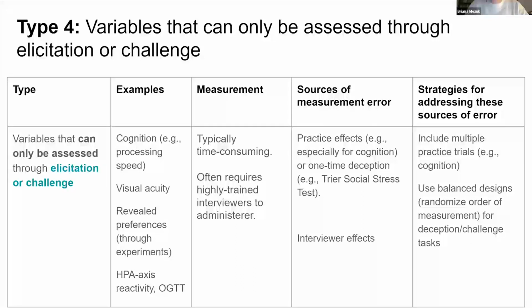The other thing, again, ways to address these sources of measurement error, again, this wouldn't be something that you would be doing, but you would be looking for data sets that had done this, that had included multiple practice trials. This is particularly important for cognition, or had used a potential balanced design for a challenge task. So those would be sort of the best things to look for.